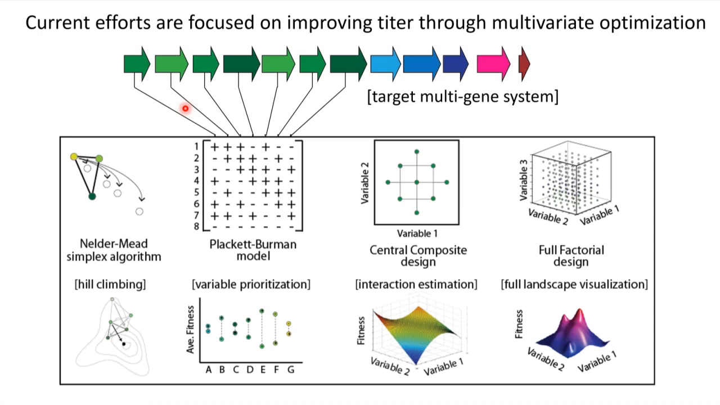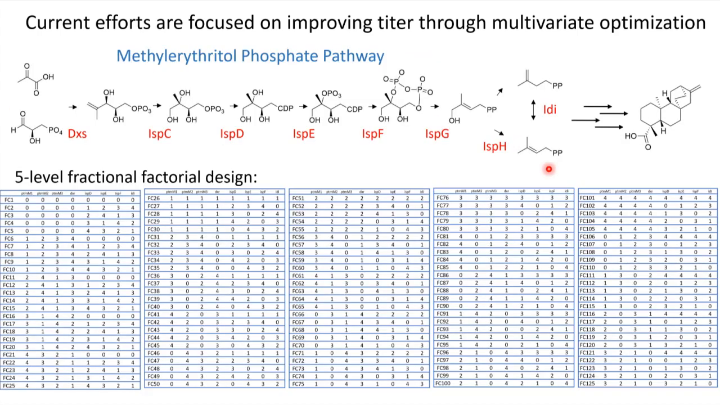And so what does that look like? Well, an experiment that we're doing currently in the lab is to try to optimize the flux through the entire precursor pathway of the methyl erythritol phosphate pathway. This is a biosynthetic pathway that produces the intermediates to terpene biosynthesis, which will feed to our desired natural product. And what we have is 8 genes in this pathway.